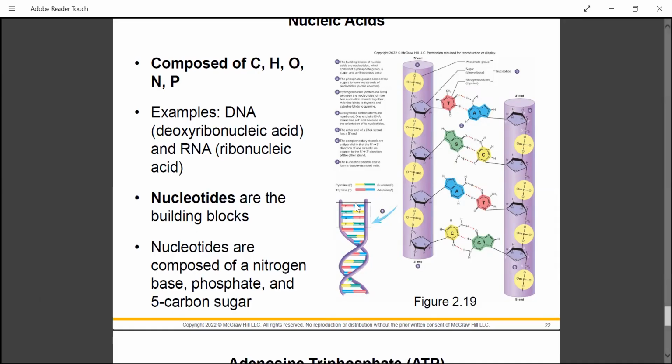So this example is DNA. You have cytosine, guanine, thymine, and adenine. So they always partner with each other. So you'll always see adenine and thymine together here, as well as cytosine and guanine.